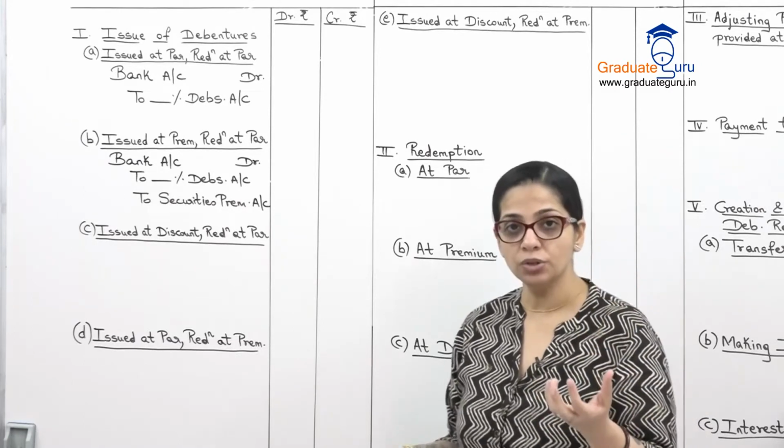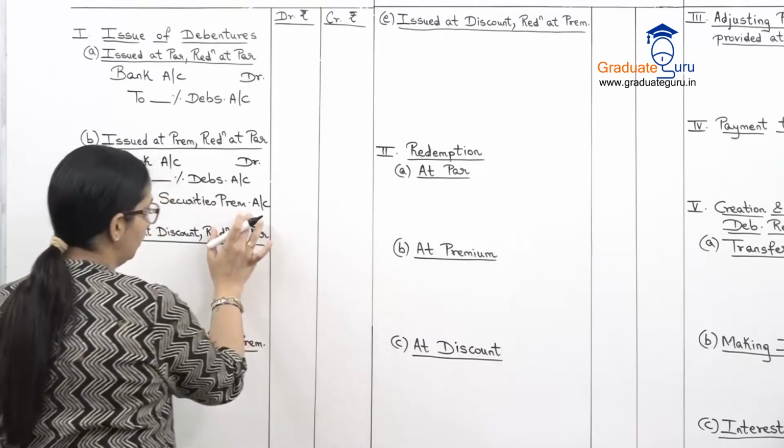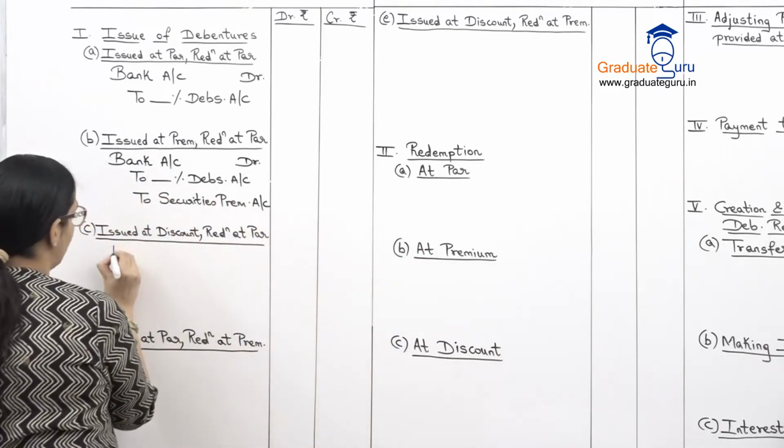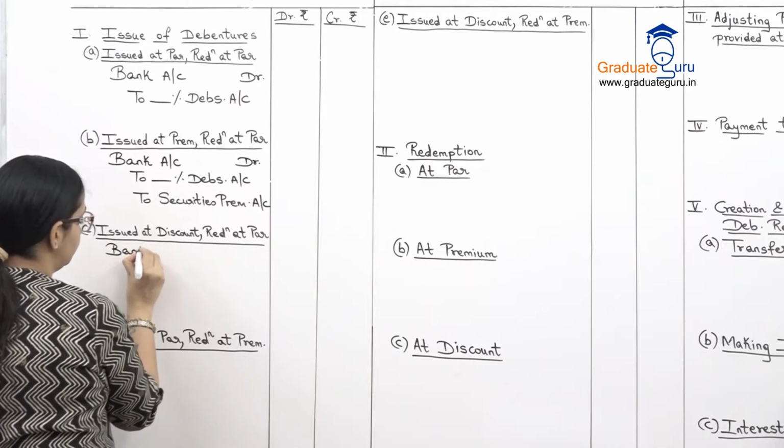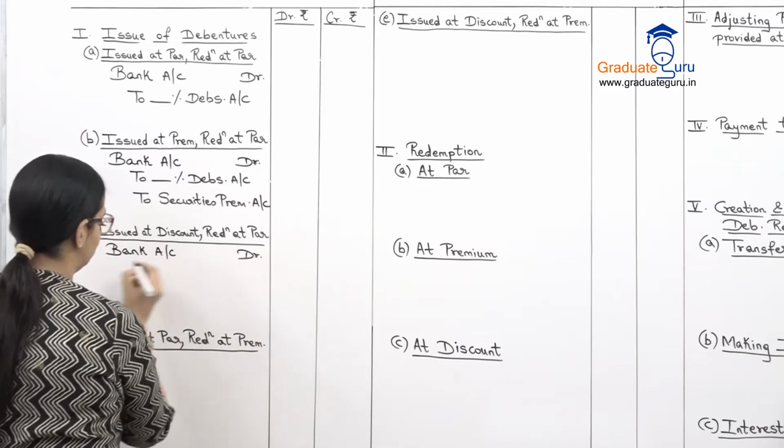So the discount is our loss. So how do we record? यहाँ पे profit था, profit got credited. But when it's a loss, we debit the losses. So obviously we'll receive the amount, bank account debit.